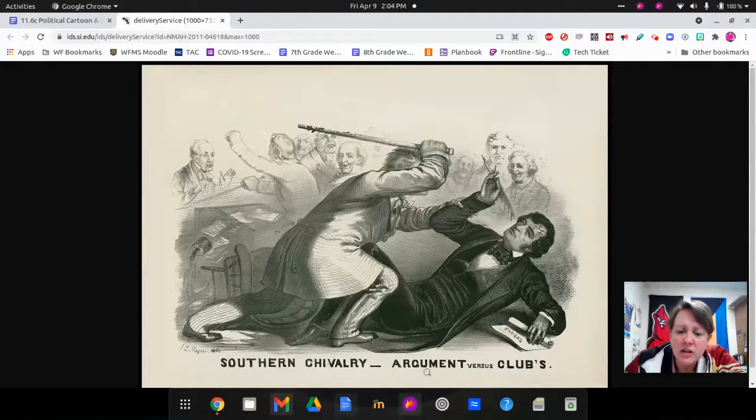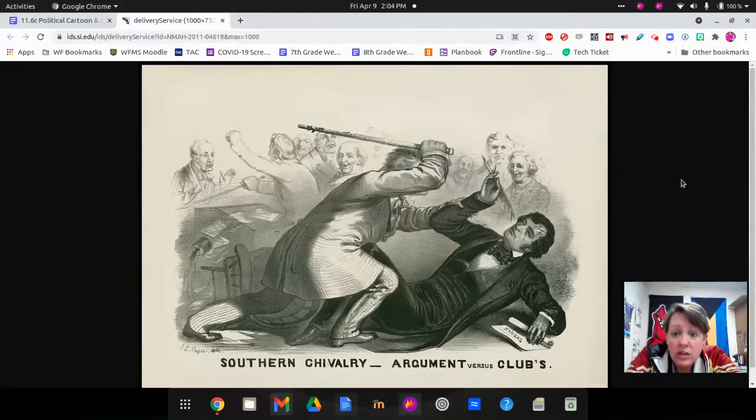So the argument is the crime against Kansas, and the club, I think, would be considered this thing here, the cane, actually. So the questions that are going to be asked of you is, do you think John Magee is from the North or the South? And based on the observations here, and that includes the caption, can you prove that?